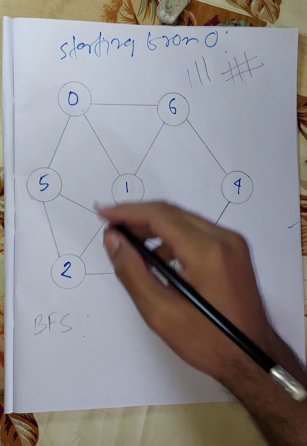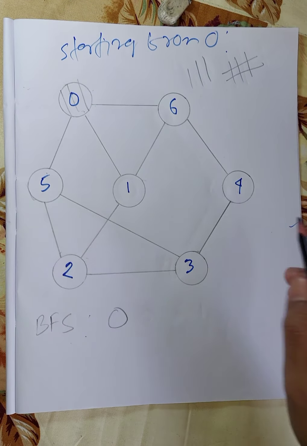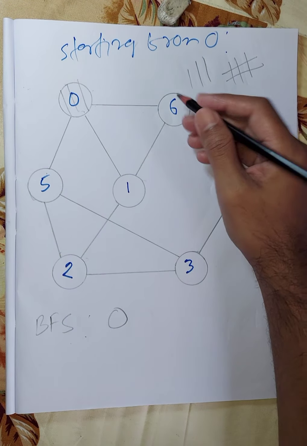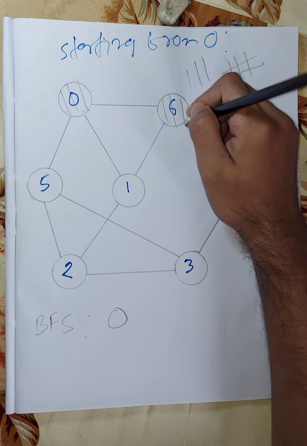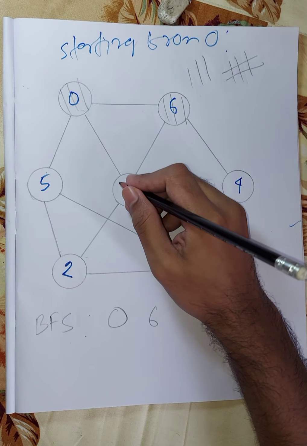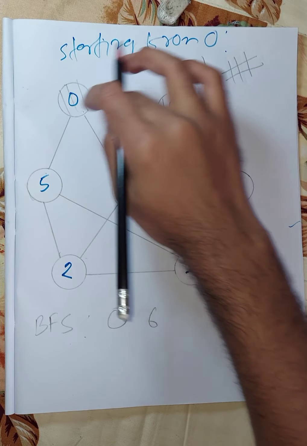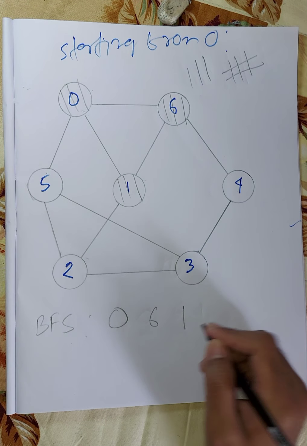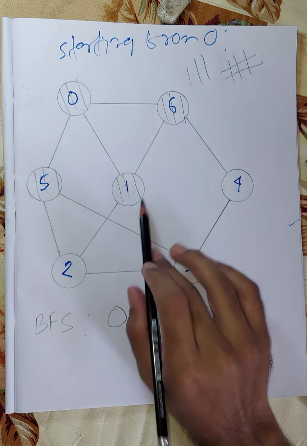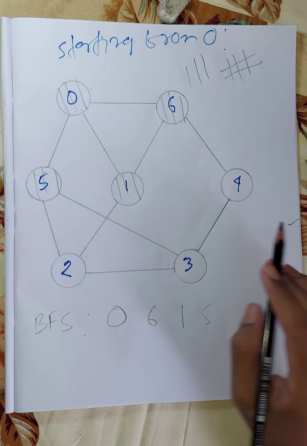So now I visited this vertex, so I'm writing 0 here. Now what I have to do, I have to visit its adjacent vertices. So now I visited this vertex 6. Now after this I visit its adjacent vertices. So 1, now 5. So these vertices are the adjacent vertices of this vertex.